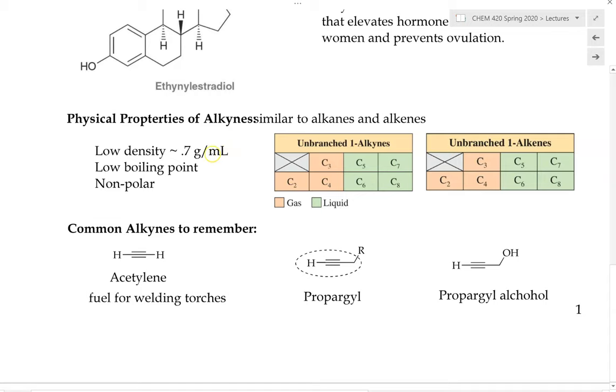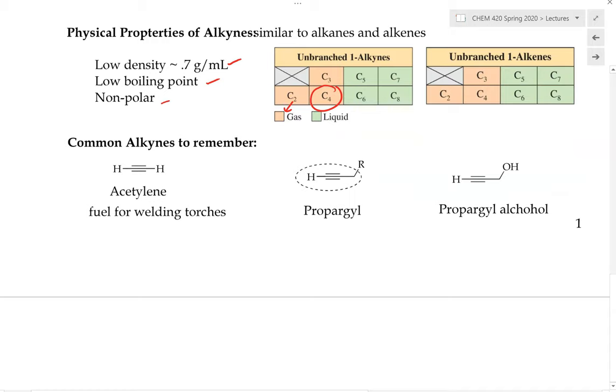And as for the physical properties of alkynes, they are quite similar to alkanes and alkenes, in which they have low density, low boiling point, and are nonpolar. For most alkynes that are 4 carbons or shorter, they will exist as a gas at room temperature, versus when they're 5 carbons or more, up to 8 carbons, then they would exist as a liquid. And when they get longer than that, then they may exist as a solid as well. But very similar in terms of physical properties compared to the alkanes and alkenes.